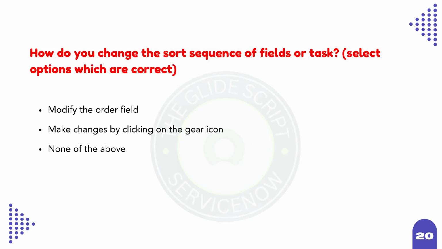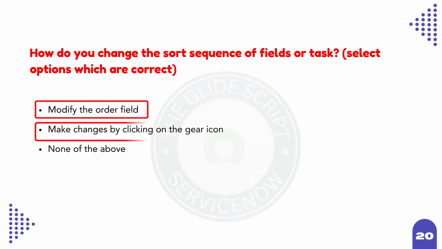Next question is, how do you change the sort sequence of fields or tasks? Select options which are correct. There are 3 options given, and we'll have to select all the correct options. The correct options are modify the order field, and the second one, make changes by clicking on the gear icon. These 2 options are the correct ones. So if you are editing a form, use the order field, and if you are editing a list view, then use the gear icon.